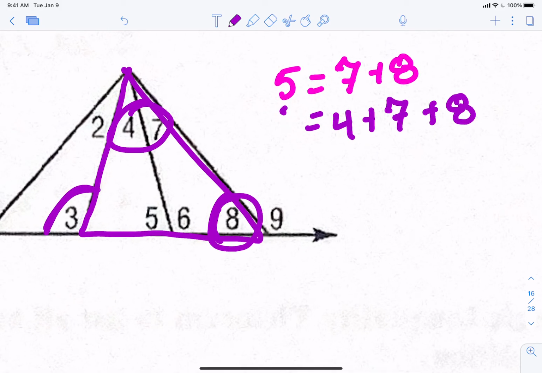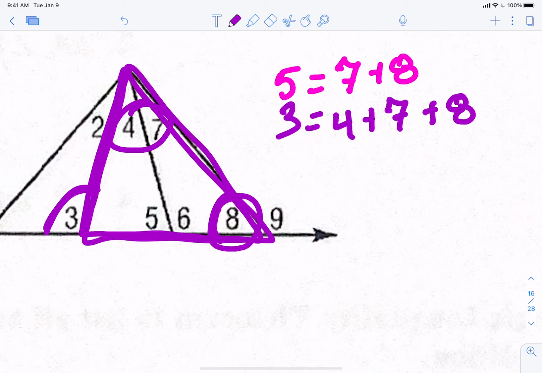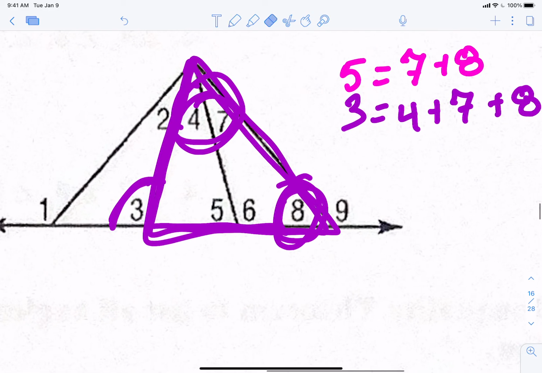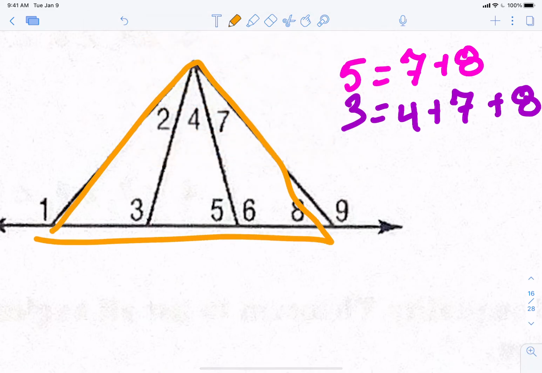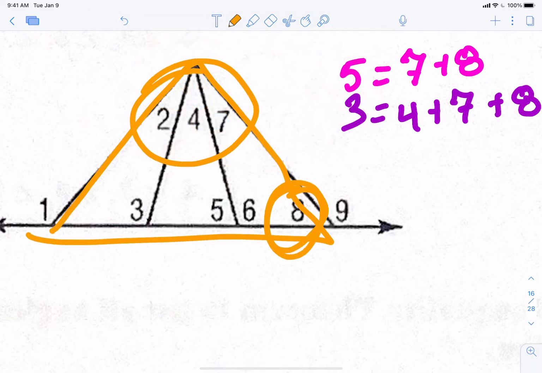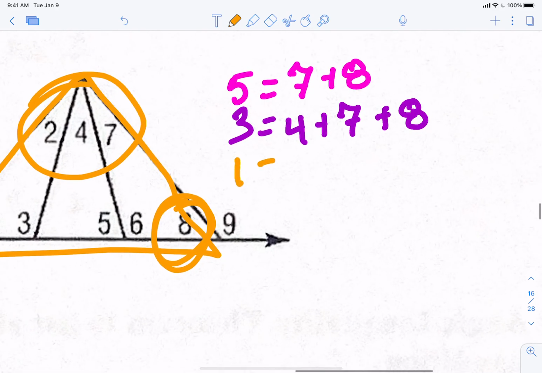So 3 is 4 plus 7 plus 8. Now we're doing this purple one right here, the big one. Now it's 1. It's 2 plus 4 plus 7 plus 8 equals 1. Okay, now the outside one, so it's 5 through 1. 8 is this guy over here. You add the top one: 2, 4, 7, 8 makes 1. So 1 is equal to 2 plus 4 plus 7 plus 8.